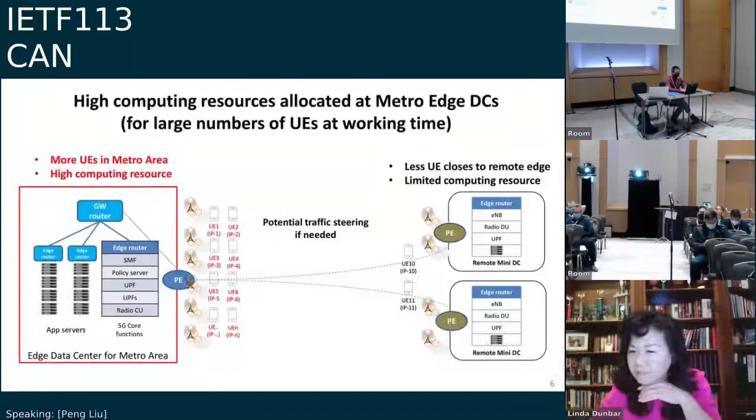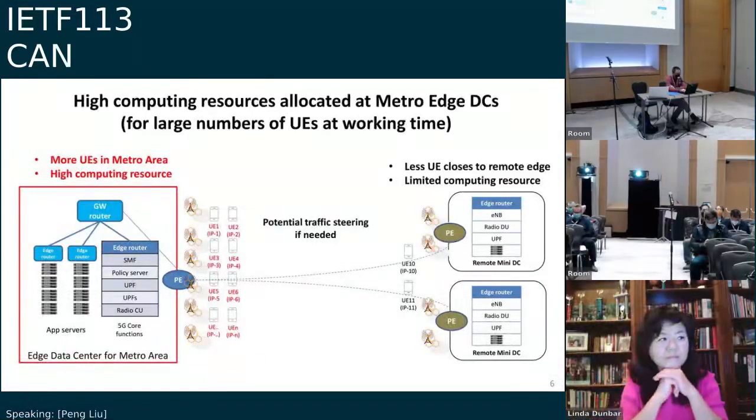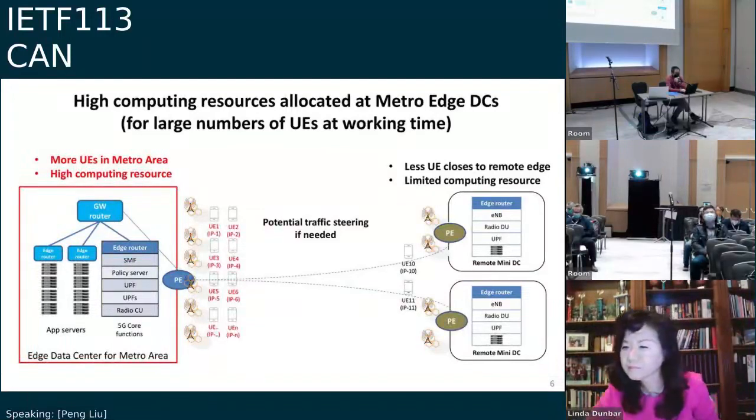And here we use 3 slides to describe why the closest is not the best in some cases. This is a common way to develop edge computing. There will be an edge center for the metro area which has high computing resource and will provide service to more UEs at working time because more office buildings are in the metro area. And there will also be some remote edge sites which have limited computing resource and provide service to the UEs close to them. So in this case, the service requests and the resources are matched well.